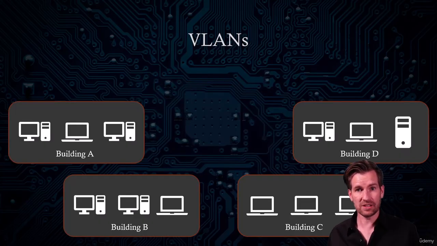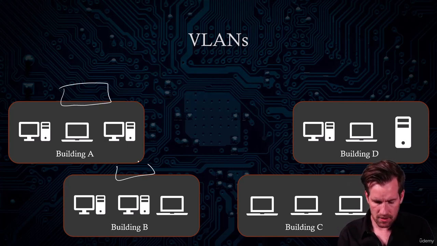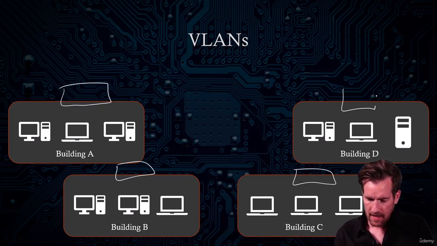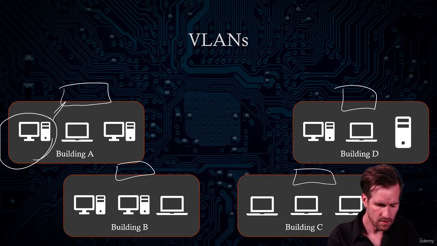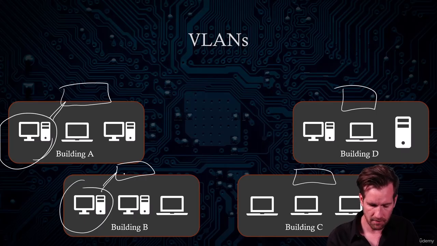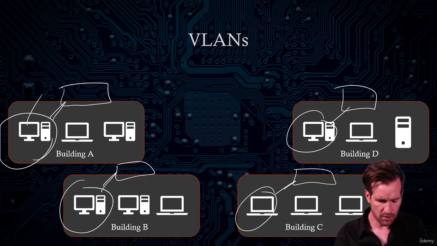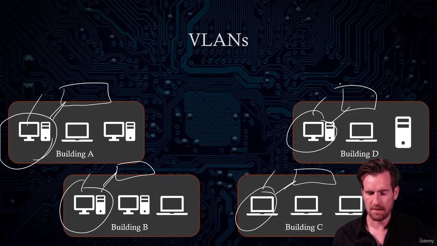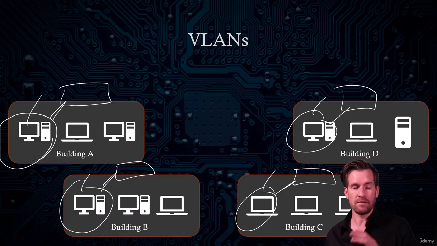So what that looks like in practice now is I could have a switch at each one of these sites, and then all the administrations I can add to this switch as part of the VLAN for administrations. And all of those computers would be able to talk with each other and be able to access the same resources, but not touch the other VLANs.